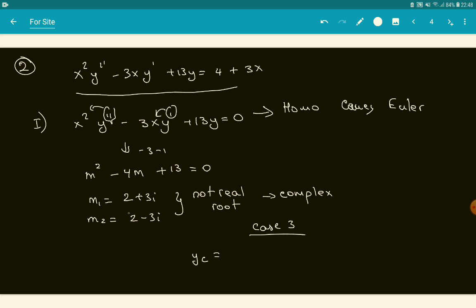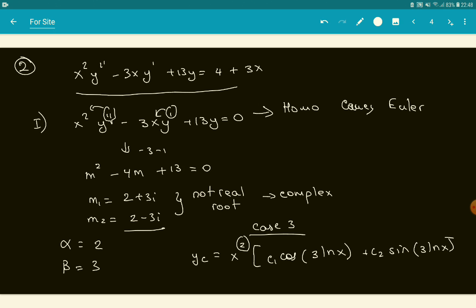yc will be, first of all let's find what alpha and beta are here. Alpha is 2, as you can see, and beta is 3. So I'll write x squared (c1 cos 3 ln x plus c2 sin 3 ln x). If you don't remember, the formula is x to the alpha (c1 cos(beta ln x) plus c2 sin(beta ln x)).